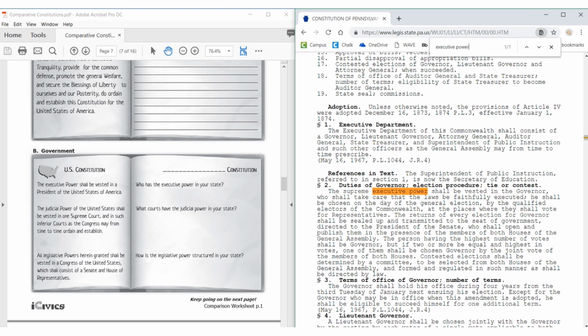So who has the executive power? Executive power is vested in a governor. So right there, I have my answer. The answer, and I cannot write it in, unfortunately, is governor.